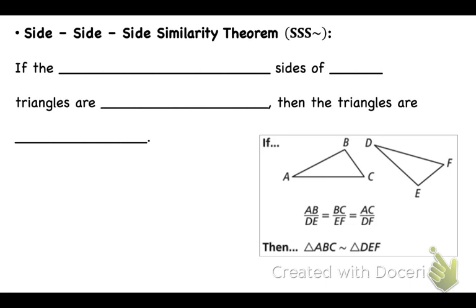So the next one is side, side, side similarity. So my abbreviation is SSS, and then your squiggly, your tilde. So it says if the corresponding sides of 2 triangles are proportional, so the ratios all reduce to the same thing. That's what proportional means, right? Then the 2 triangles are similar.